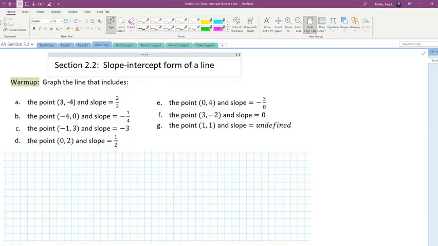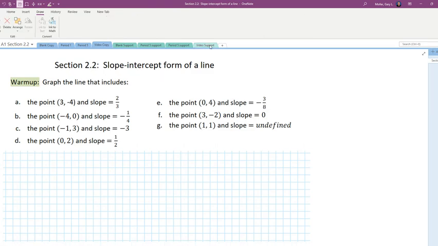All right, in this video, we're going to be talking about section 2.2, where we're going to continue our conversation of slope and now tie it into some more information. So for this warm-up, I would like you to graph each of these lines that are described. In each of them, you're given a point that the line will pass through and a slope that the line has, so the rate of change. Okay, so go ahead and pause the video and go ahead and graph these.